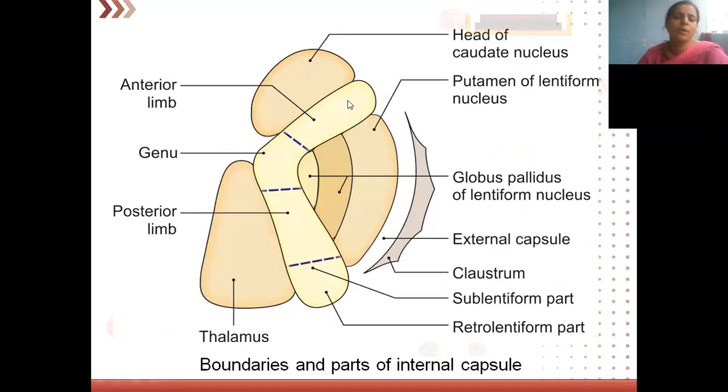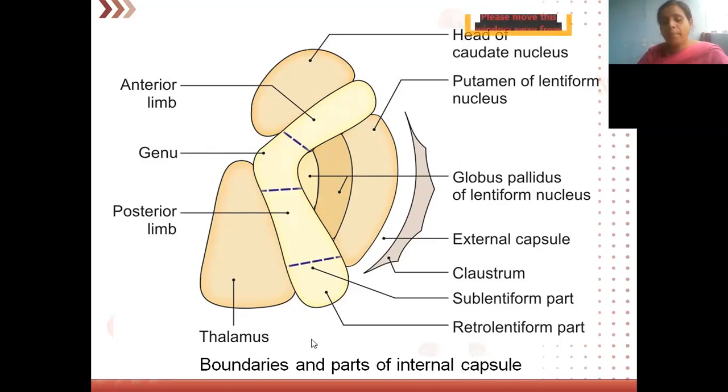So in the internal capsule, if it is ascending tracts like the lateral and anterior spinothalamic tracts, they go in this way. That means they will enter first into the retrolentiform, sublentiform part, posterior limb, genu, and anterior limb. Suppose they are corticospinal tracts, which start from the motor cortex of the cerebrum, they come like this: anterior limb, genu, posterior limb, retro and sublentiform part. That means whether sensory tracts which are ascending or motor tracts which are descending, they have to pass through this narrow gate. This narrow gate is the internal capsule.